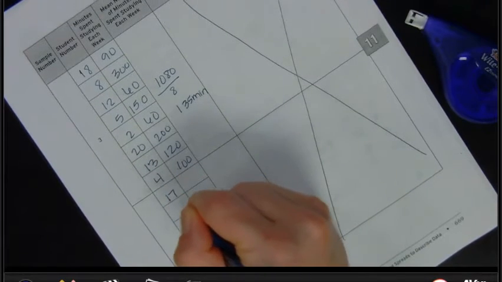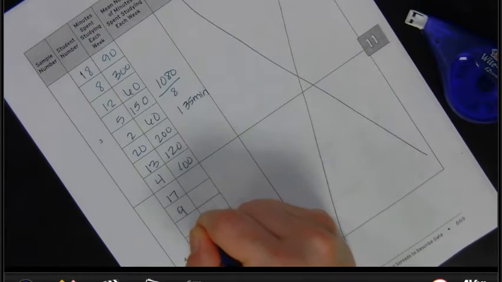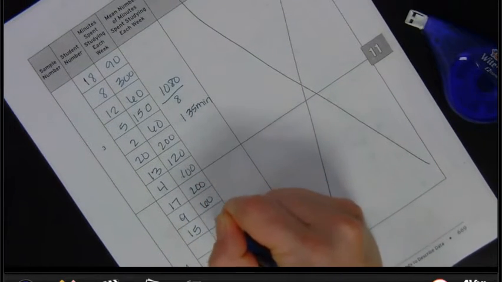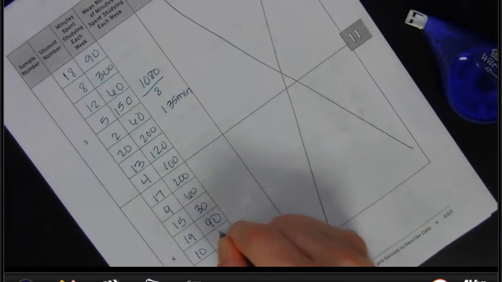Sample number 4 was 17, 9, 15. Let's do 200, 60, 30, 19 at 90, 10 at 50, 2 at 60, 13 at 120, and 11 at 150, which came out to be 760 over 8, which is roughly 95 minutes per student.